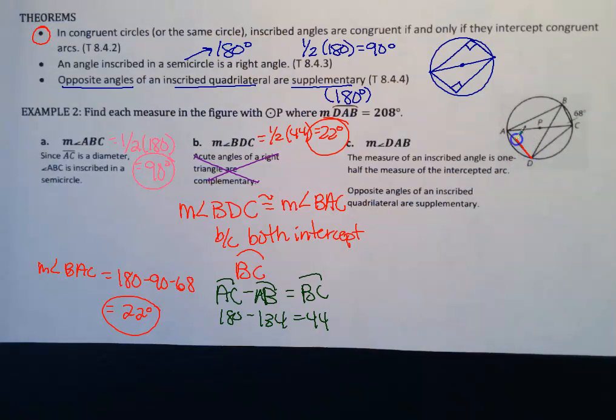So D to A to B. We can also understand what we did. Remember, we know that this arc is 208 degrees. Why do we know that? It told us here. Arc DAB is 208 degrees. So how much is angle DAB?